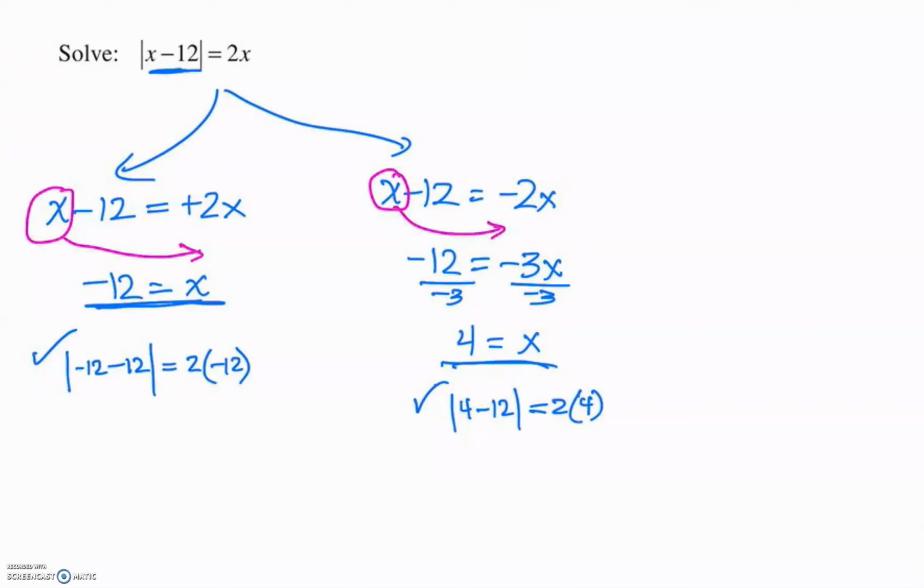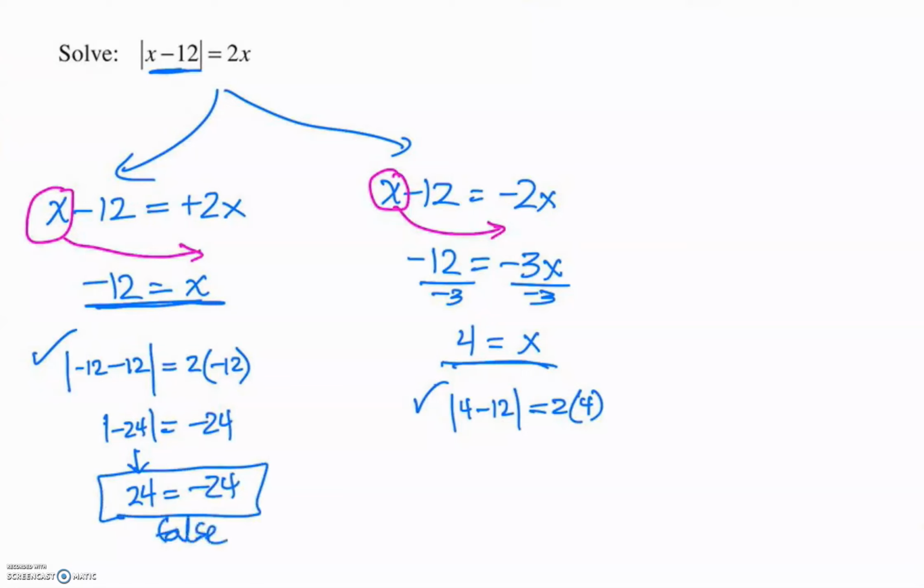Now in both of these, I want to simplify each side and make sure I get the same result. So going back to the example on the left, the absolute value of negative 12 minus 12, we'll do the inside first, so that's an absolute value of negative 24. And then the absolute value of negative 24 becomes positive 24. So that's what we would get on the left side of the equation. On the right side, though, 2 times a negative 12 is negative 24. So what I end up with here is a false statement. Okay, so this is interesting. Even though we did solve this correctly, we get a false statement.